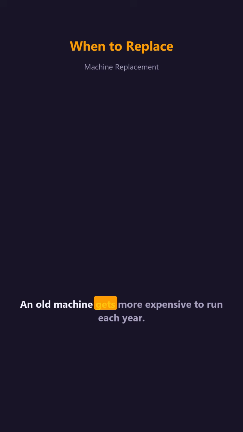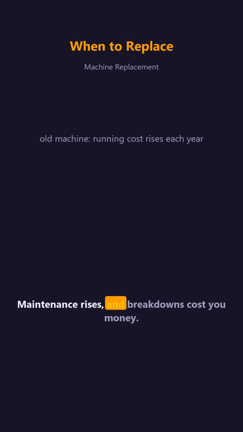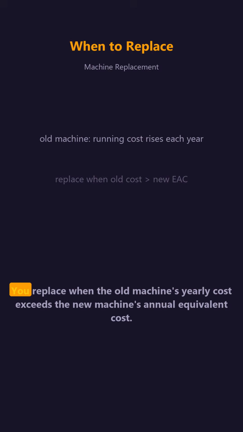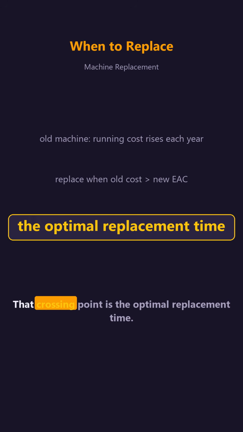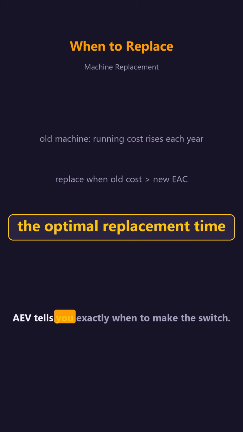An old machine gets more expensive to run each year. Maintenance rises, and breakdowns cost you money. At some point, a new machine is cheaper overall. You replace when the old machine's yearly cost exceeds the new machine's annual equivalent cost. That crossing point is the optimal replacement time. AEV tells you exactly when to make the switch.